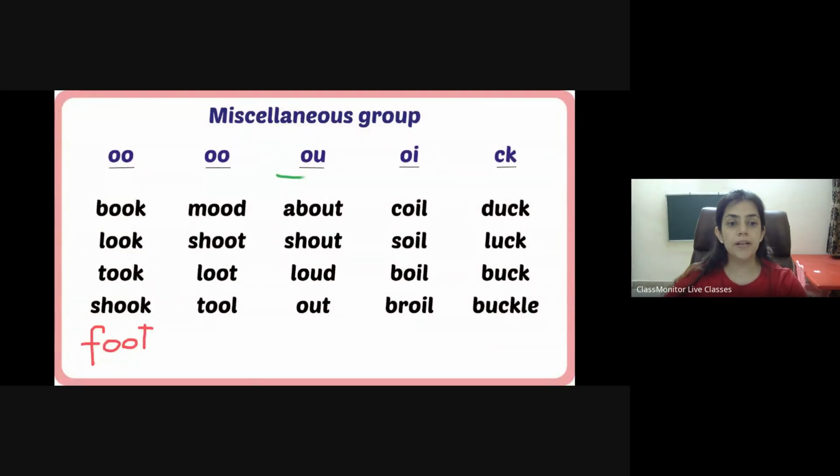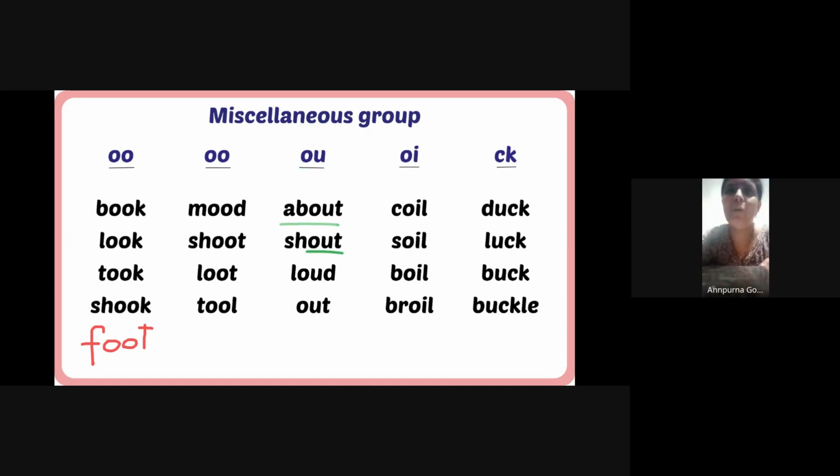Now, when O and U come together, what is the sound? The sound is ow. Yes, when O and U come together, the sound is ow. Now, when O and I come together, the sound is oil. And when C and K come together, the sound is k. Right? So I'll start with Anupama. OU as ow.